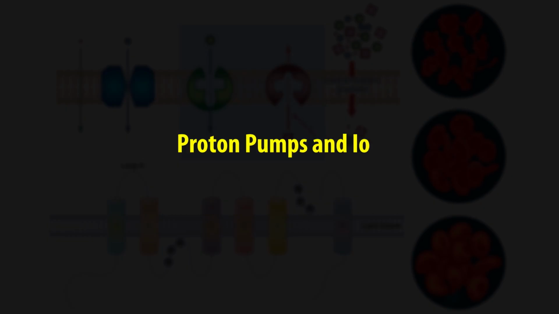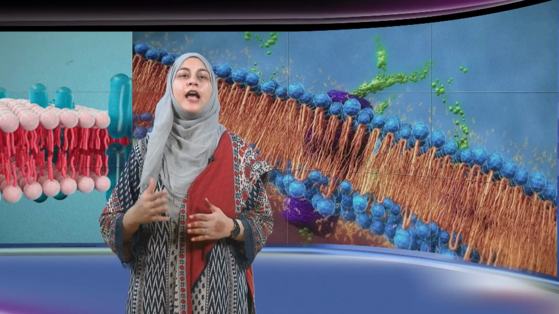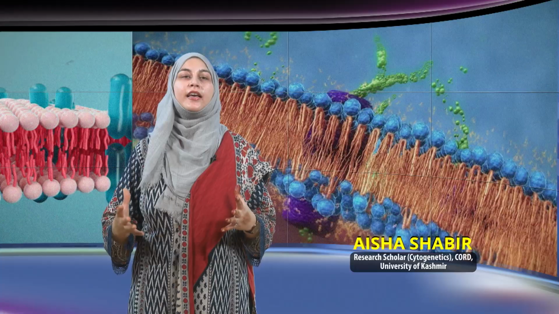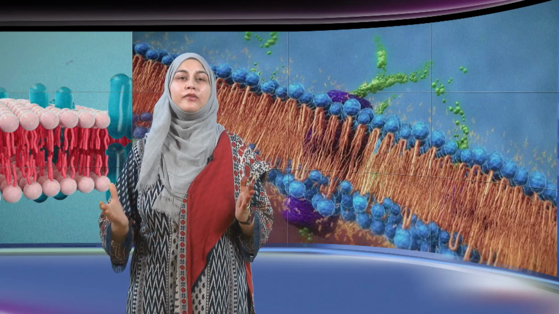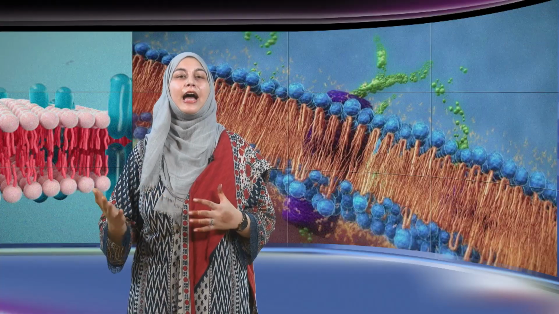We will now see the proton pumps and the ion transport systems. Proton pumps are membrane proteins that actively transport hydrogen ions across membranes using ATP. They establish a proton gradient, or the proton motive force, that powers vital processes like ATP synthesis in mitochondria, chloroplasts, and bacteria. First are the types of proton pumps.